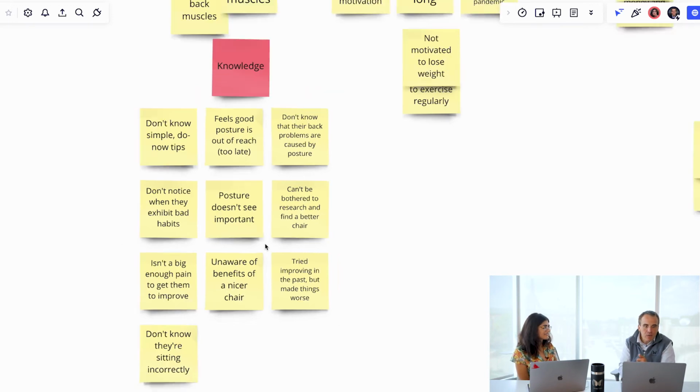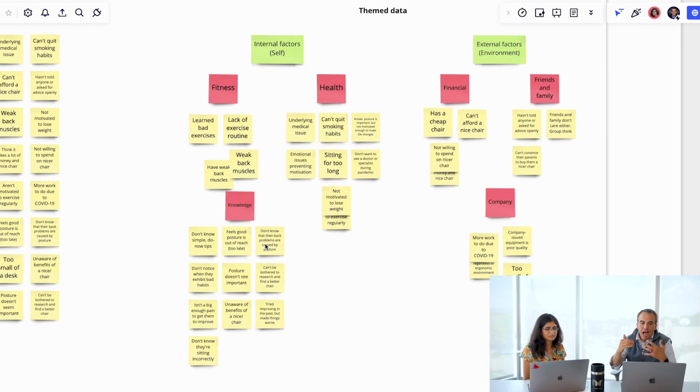100%. Okay, great. So now I think we've covered some interesting things here. I've seen how we have groupings and clusters around fitness and health and financial and knowledge. I also noticed here that we have abstracted a layer higher and divided this between internal or self-directed considerations versus external factors like environment. Is that good practice? Is that just one way to do it? How should I think about how abstracted I should be when I organize all this information?